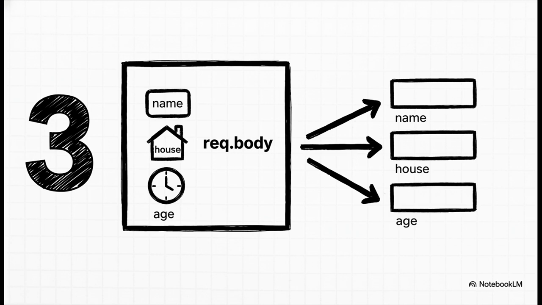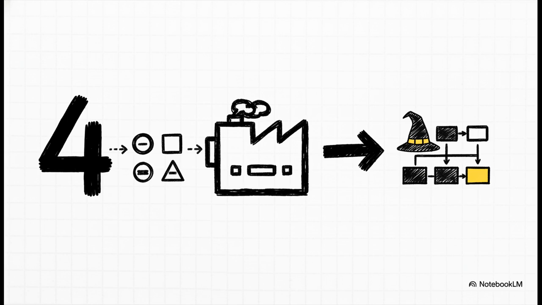And here it is, the aha moment. Because we set up that middleware, all of the client's JSON has been perfectly parsed and is waiting for us inside req.body. We just have to reach in and pull out the details we need. Super easy. Now that we have the data, we can build our new wizard object.